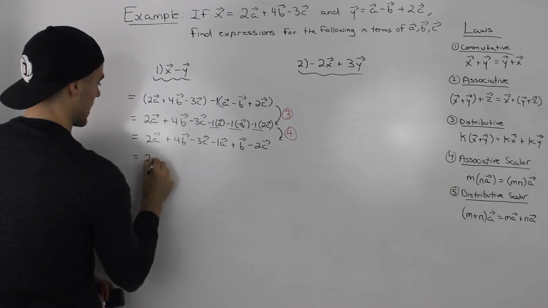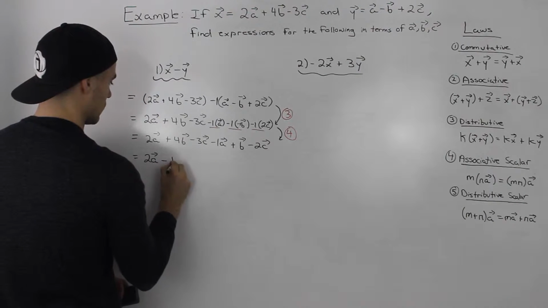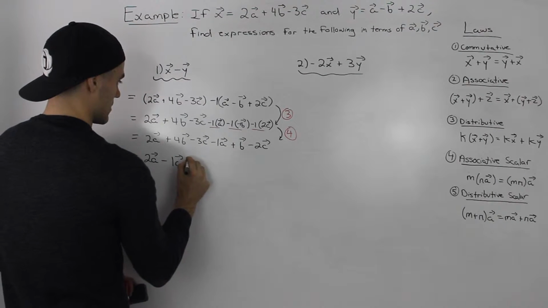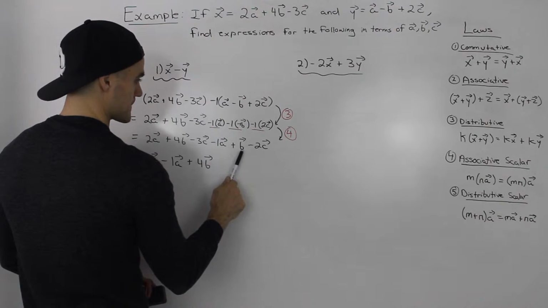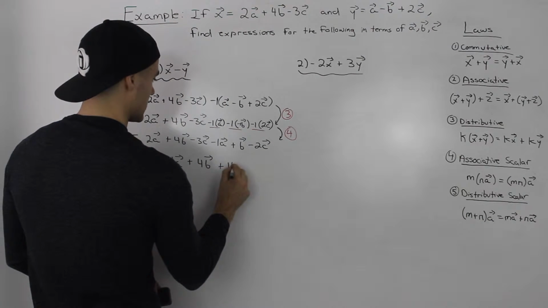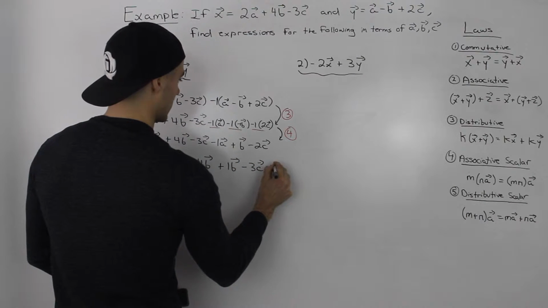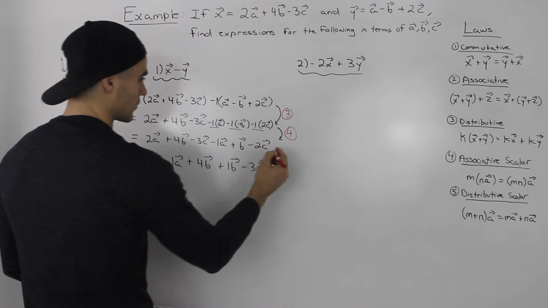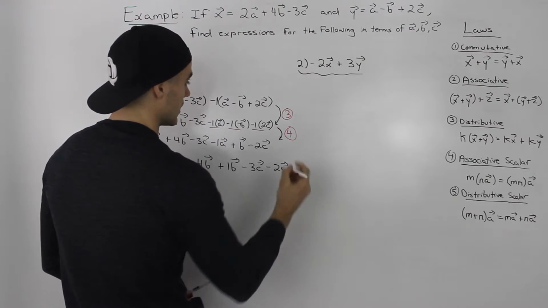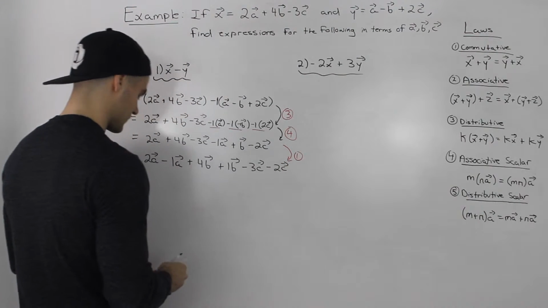So let's start with the a. I got vector 2a, and then this -1a, plus vector 4b plus this 1b here, minus 3c minus 2c. So all I did was take this and rearrange it. So I used law number 1 for this line.